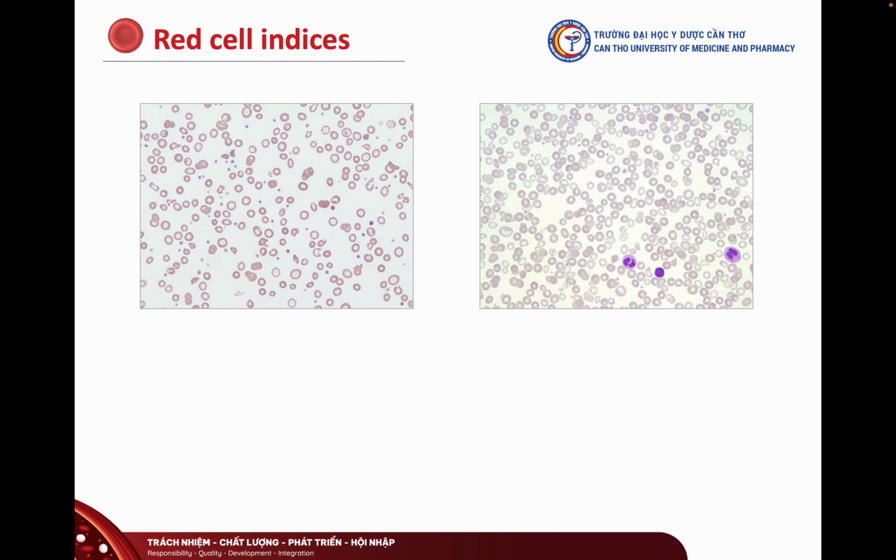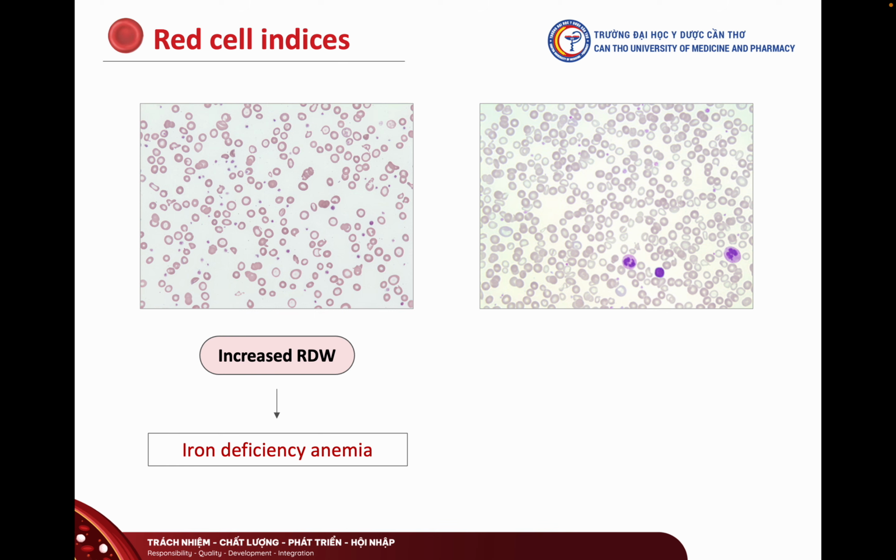Now let's take a look at these two blood smears of mild microcytic anemia. On the left side, you will notice a wide range of red cell sizes. Some are very small, others are closer to normal. That tells us that RDW is increased because the cell size is highly variable. This pattern is typical of iron deficiency anemia, where the body is struggling to produce normal red cells, so you get a mix of small and oddly shaped cells.